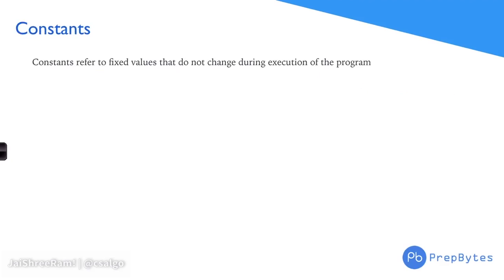Next we have constants. What are constants? Constants refer to fixed values that do not change during execution of the program. Now let's say I want to have a variable x and I want to keep 5 in this x. And I don't want this value of x equal to 5 to change anywhere. Because in a normal C++ program, you can keep the value of x equal to 5 and then make it x equal to 7 later in the program. But I don't want that. I just want it to remain 5 as it is.